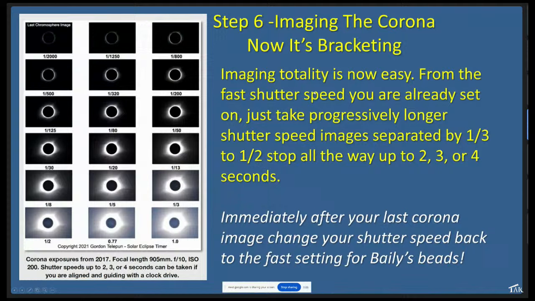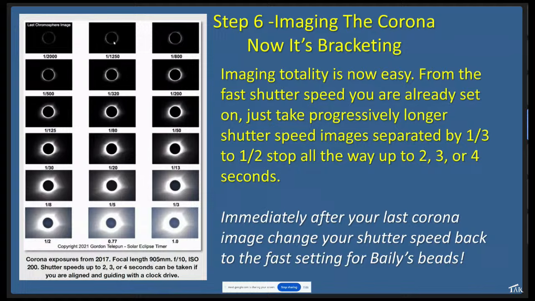All the people who stress about what exposure they're going to use for totality don't have to worry about it anymore, because you've just entered totality at this fast shutter speed that you decided on. And now it's just a matter of bracketing up to 1 second, 2 seconds, or 3 or 4 seconds if you're guiding, by just changing your camera shutter speed manually 2/3 of a stop at a time. I have found with corona imaging that you can't tell the difference between 1/3 of a stop. So it's not worth the time doing that. Skip 2/3 of a stop, let your camera vibration settle down, and take an image.